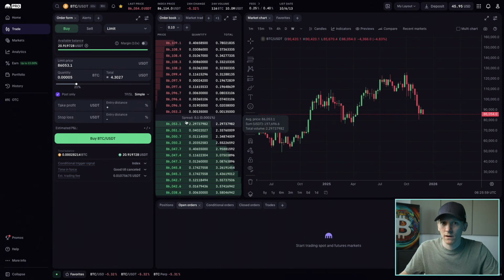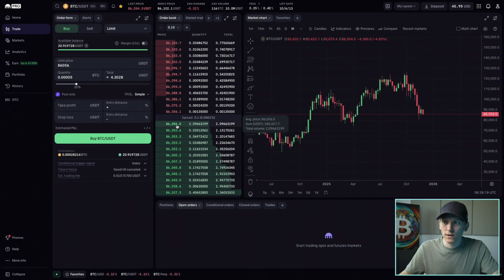So on the right hand side, this is the order book, and this shows us the actual price that Bitcoin is trading at. So obviously red here is sellers, green are buyers. You can see that the best buy price right now is $86,056. So if we want to put a limit order in, we're going to have to put our limit order in around this price if we want to go ahead and trade.